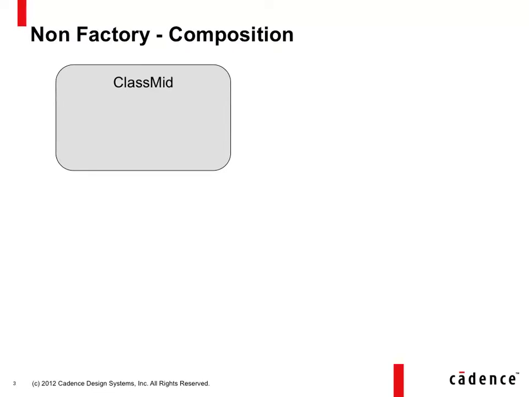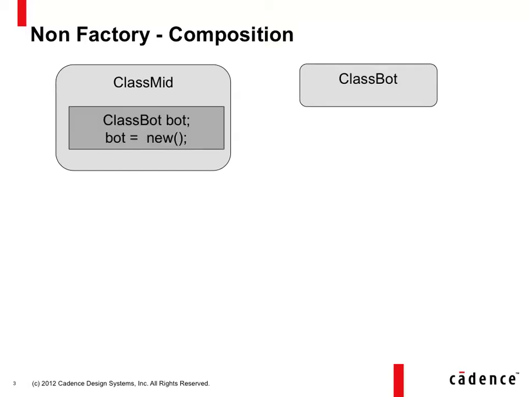In a classic way, let's say we have a class called mid and we want to create an object inside of the class. The object will be of type class bottom. This is how we would do it, right? We basically use the constructor new. All good and dandy, and this works fine.